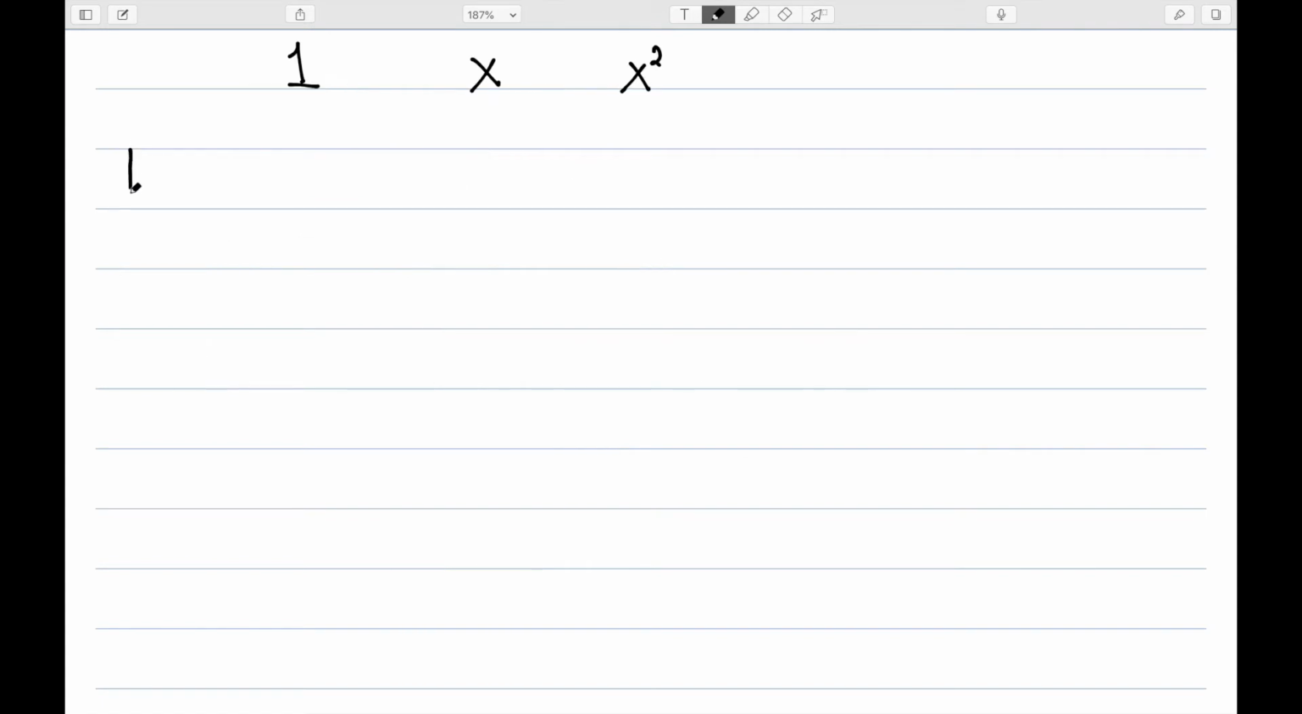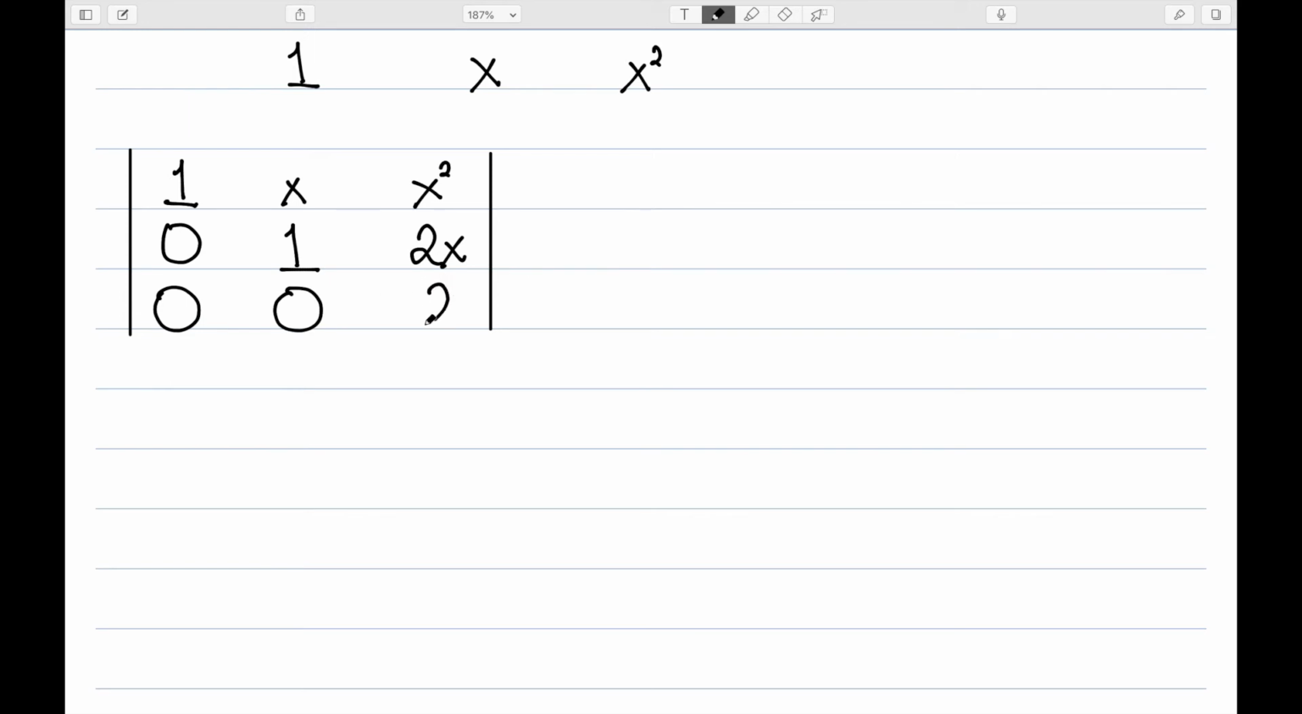I now want to show linear independence of 1, x, and x squared. So my first row will just be these functions. My second row is the derivatives. The derivative of 1 is 0, derivative of x is 1, and derivative of x squared is 2x. Since we have 3 functions, we need the second derivative as well. Derivative of 0 is 0, derivative of 1 is 0, derivative of 2x is 2.